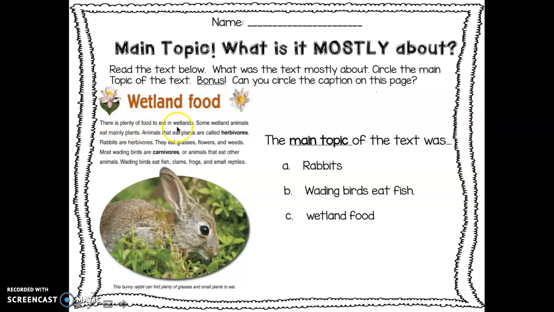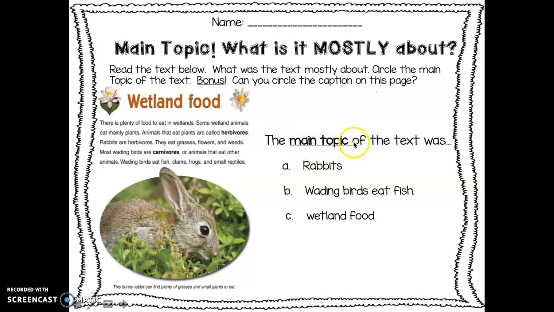Wetland food. There is plenty of food to eat in wetlands. Some wetland animals eat mainly plants. Animals that eat plants are called herbivores. Rabbits are herbivores. They eat grasses, flowers, and weeds. Most wading birds are carnivores, or animals that eat other animals. Wading birds eat fish, clams, frogs, and small reptiles. This bunny rabbit can find plenty of grass and small plants to eat.